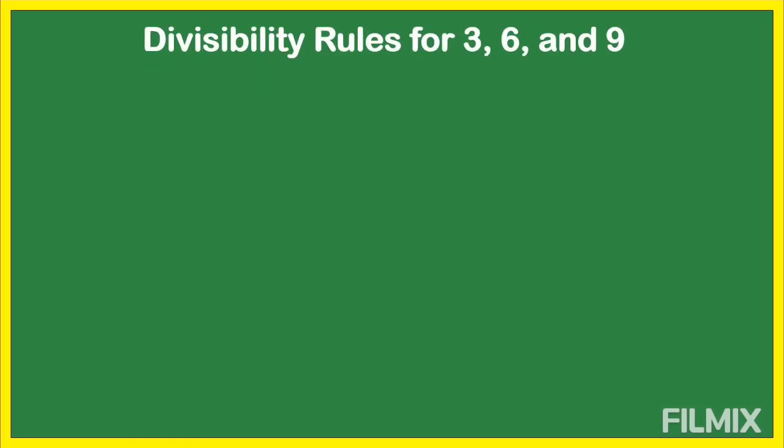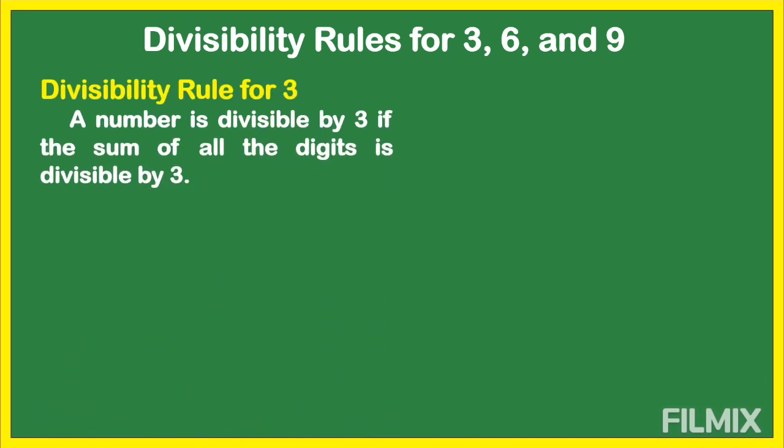The next group of numbers are divisibility rules for 3, 6, and 9. How do we know that a number is divisible by 3? A number is divisible by 3 if the sum of all the digits is divisible by 3. There's a word, sum. What do you mean by sum? Sum is the answer of addition.